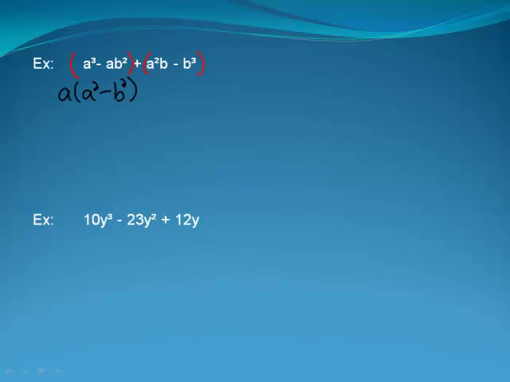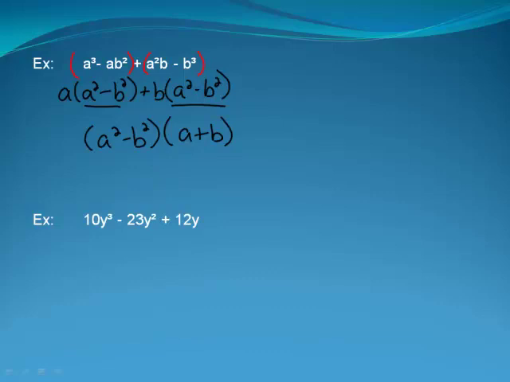Out of that second group, we can pull out a single b, which leaves us with a squared minus b squared. Now our groups match, so we can pull that group out, a squared minus b squared, and multiply it to whatever's left, which is a plus b. Now at this point, you might think that you're done.